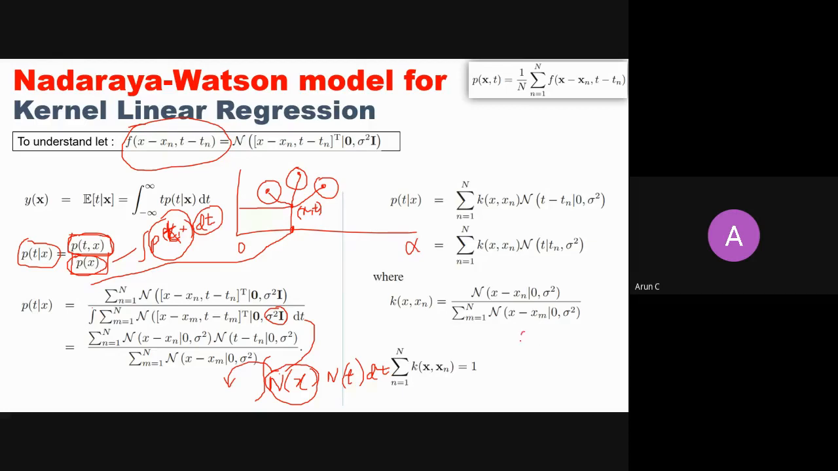You are left with the integral of normal over t dt. What is the value of this? Can anybody tell me in the class? What is the value of this expression? I have a distribution over variable t, and I am integrating over this variable. What will I get? So you have one distribution, you are integrating over that variable. What can you get?